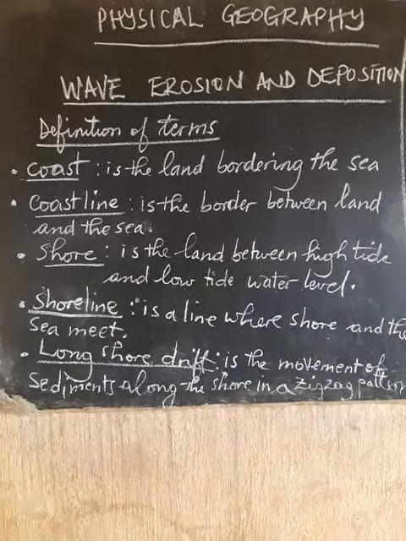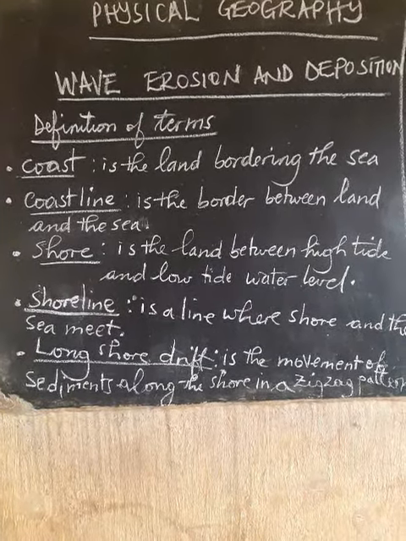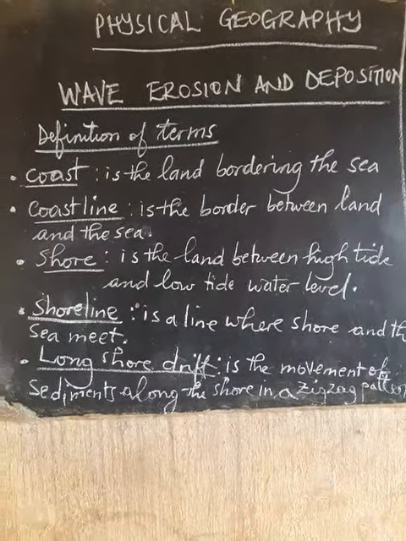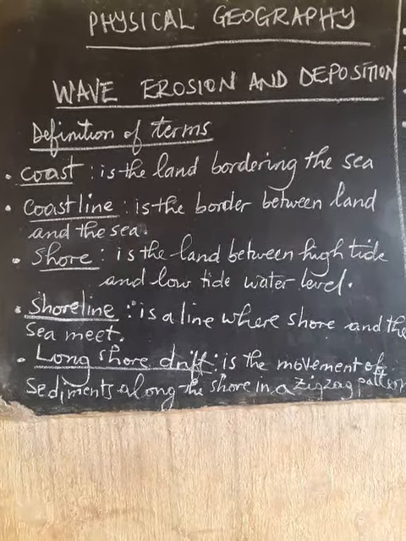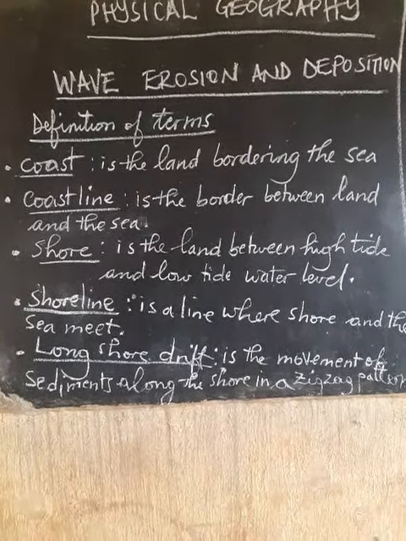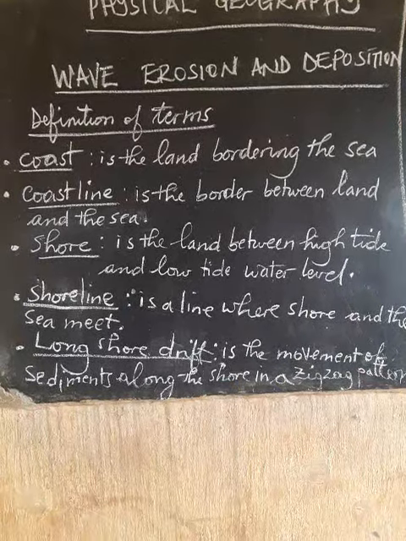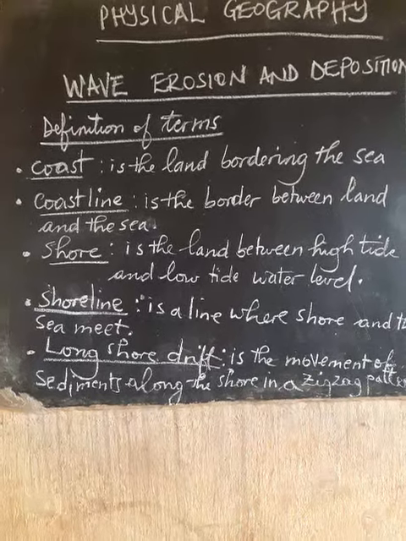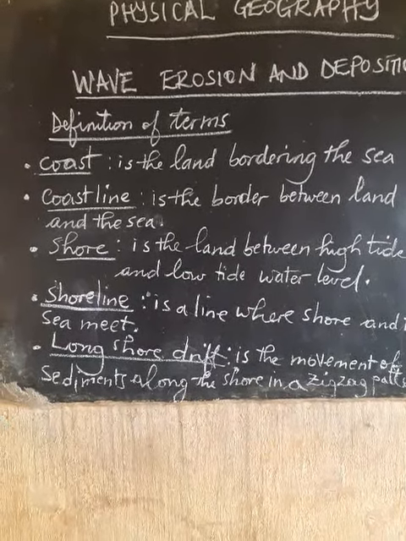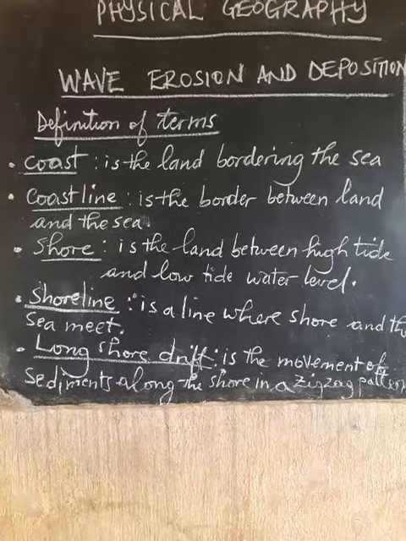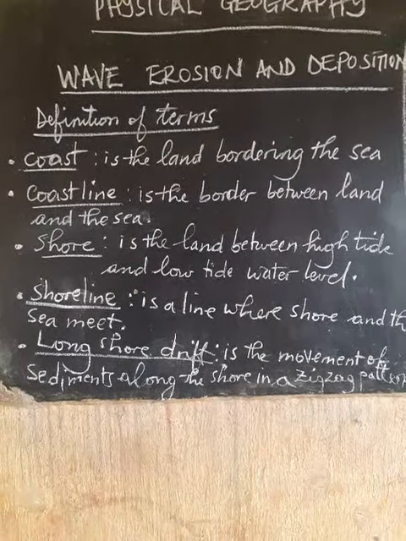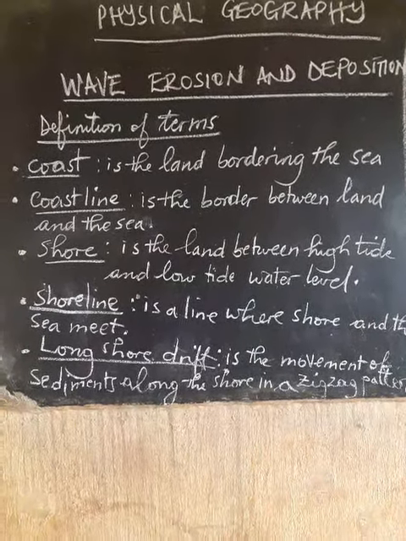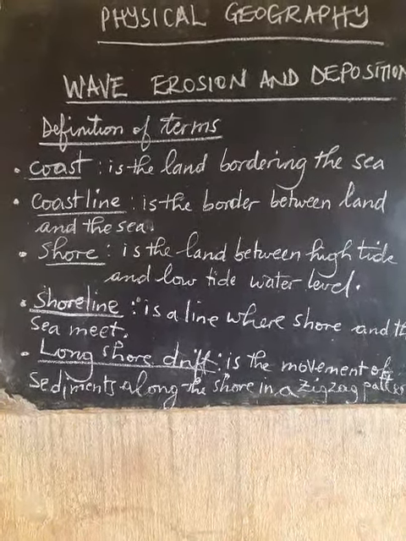Term number one, we have coast. A coast is the land bordering the sea. We also have a coastline. A coastline is the border between land and the sea. Next, we have shore. A shore is the land between the high tide and the low tide water level.